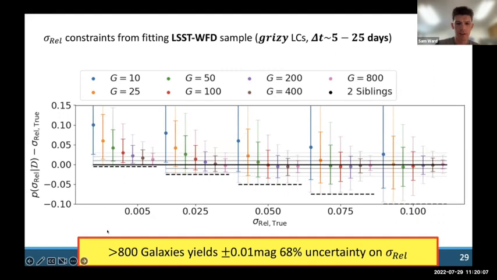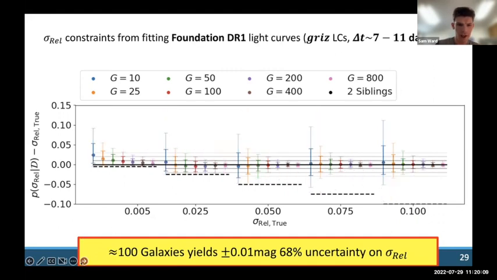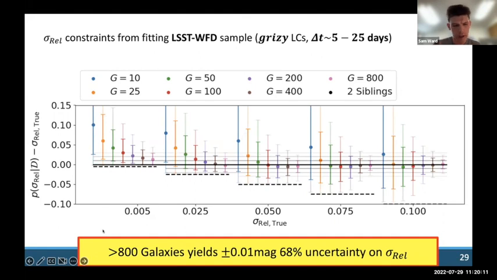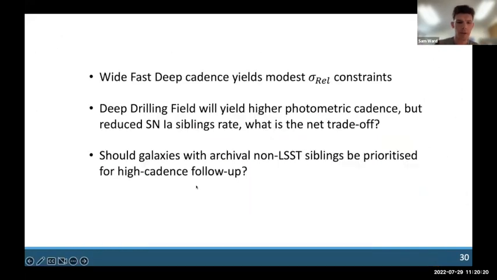However, for the LSST simulations, you can see that the posteriors are much larger. So with 800 galaxies, you can probably constrain sigma rel, but you're probably limited in your ability to compare sigma rel in different host property bins. A rough conclusion from this preliminary work is the WFD cadence really only yields modest constraints on sigma rel. Future work is going to look at the deep drilling fields, which will yield a higher photometric cadence, but probably a reduced discovery rate of type 1a supernova siblings.